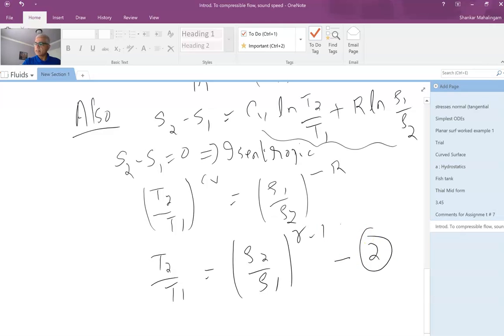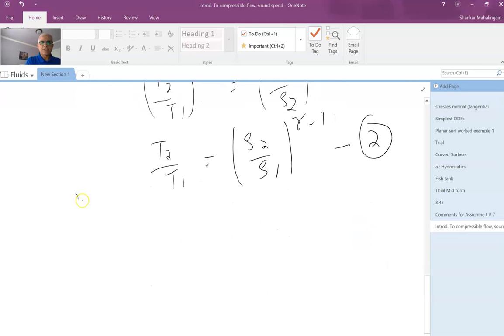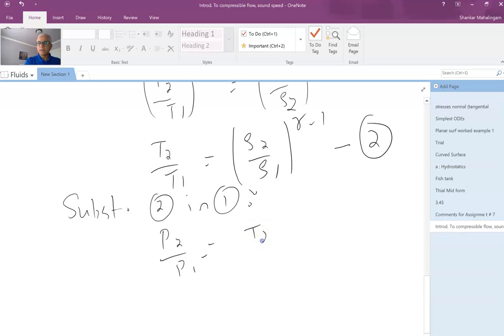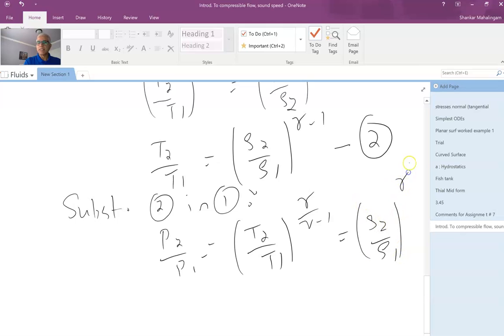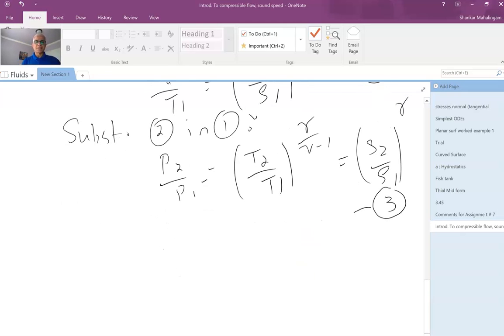And then finally, I can combine 2 and 1. I can substitute 2 in equation 1. And what we end up getting is P2 over P1 equals T2 over T1 to the gamma over gamma minus 1, which is also equal to rho 2 over rho 1 to the power gamma. We'll label this as equation 3. These temperature, pressure, density relationships for isentropic flow are very important.